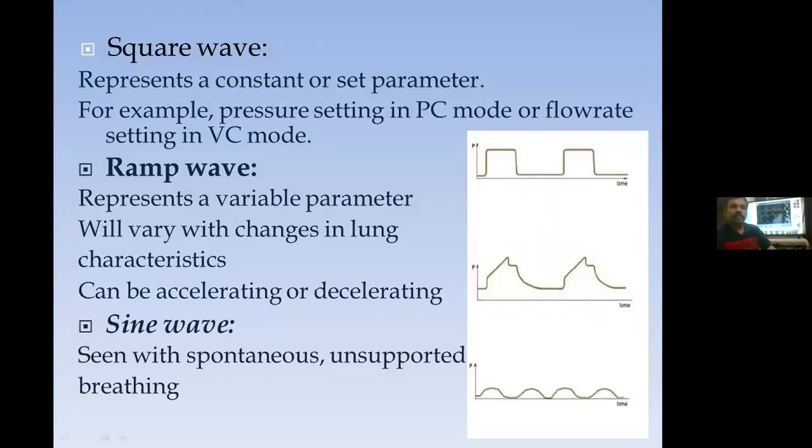The square wave mainly represents constant set parameters, especially in pressure control mode and volume control mode. The ramp wave represents a variable parameter, which depends upon the lung characteristics, especially with acceleration and deceleration. Sine waves are mostly seen in spontaneous, unsupported breathing. That means when you start weaning the patient, you can see these waves.